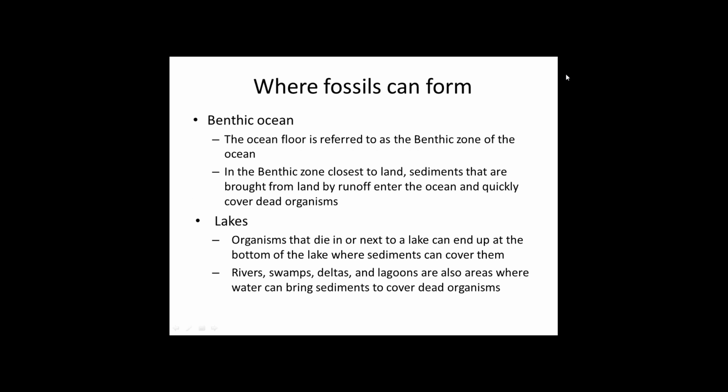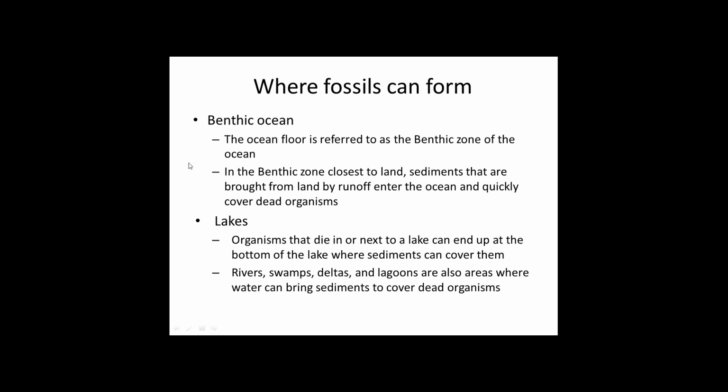I don't know if you guys guessed correctly, but where fossils can form would be the first two that we looked at, which are the benthic ocean and lakes. The ocean floor is referred to as the benthic zone of the ocean, and in the benthic zone closest to land, sediments brought from land by runoff enter the ocean and quickly cover the dead organisms. In these situations there isn't much disturbance, so the fossils are allowed to form. It's also a body of water, which allows different layers of sediment to cover the organism and compress, allowing fossilization to occur.